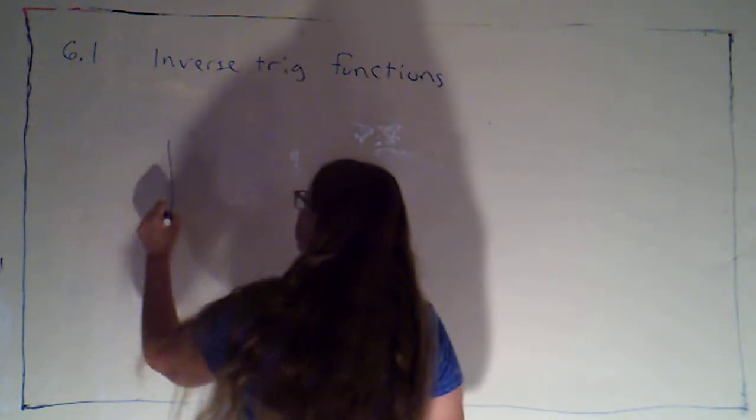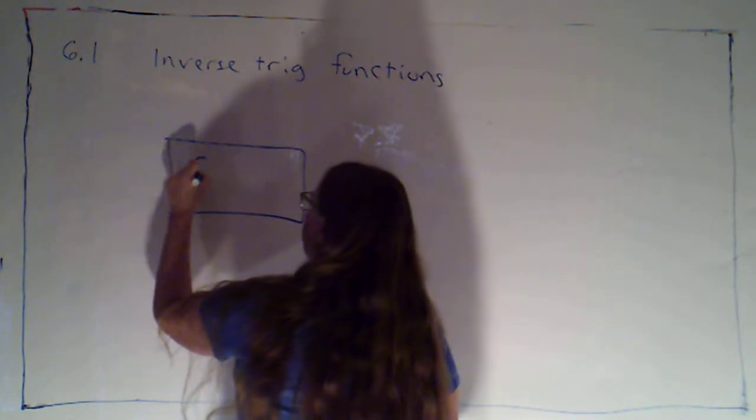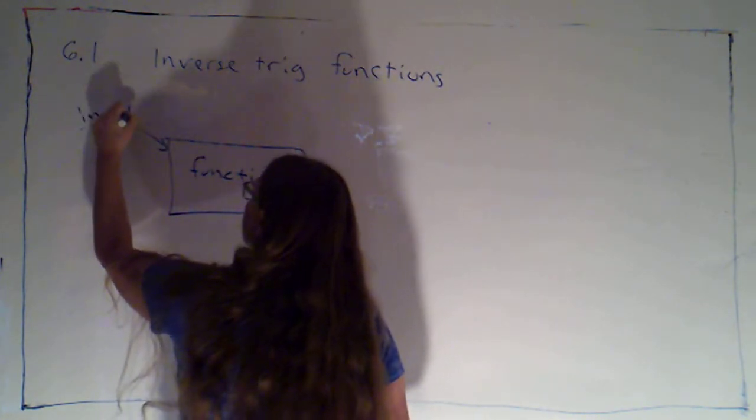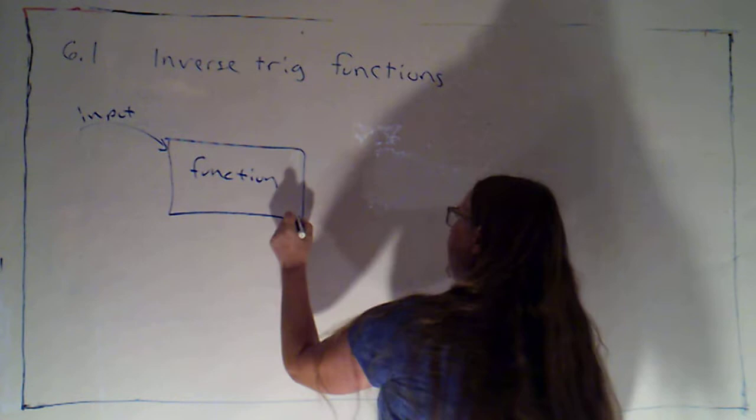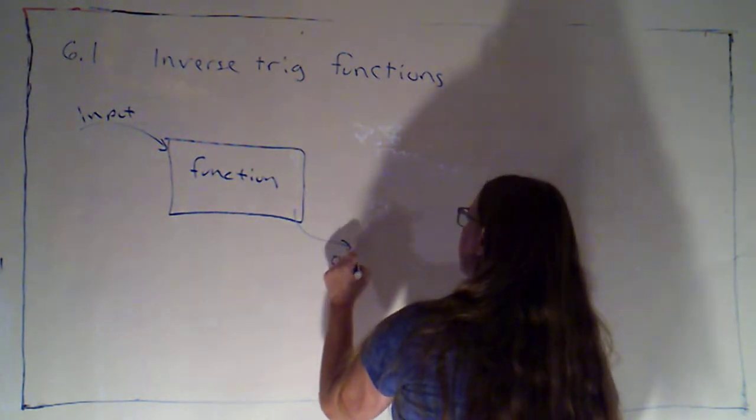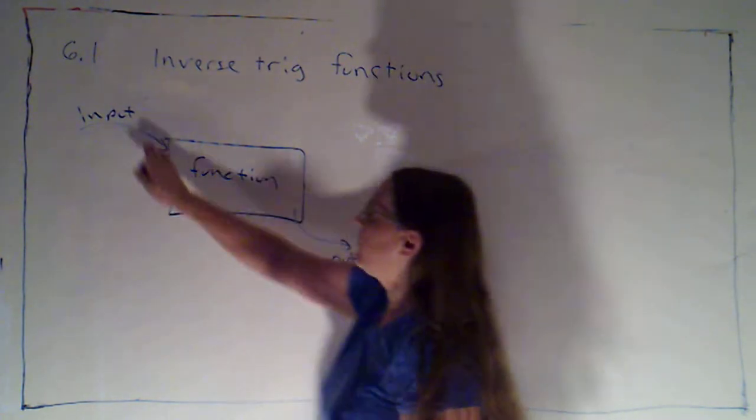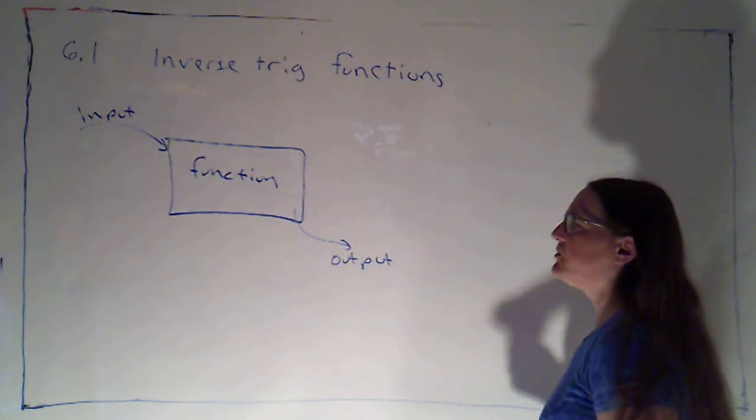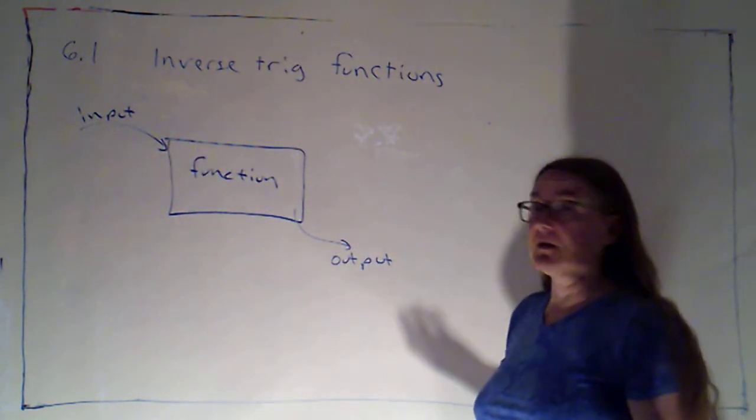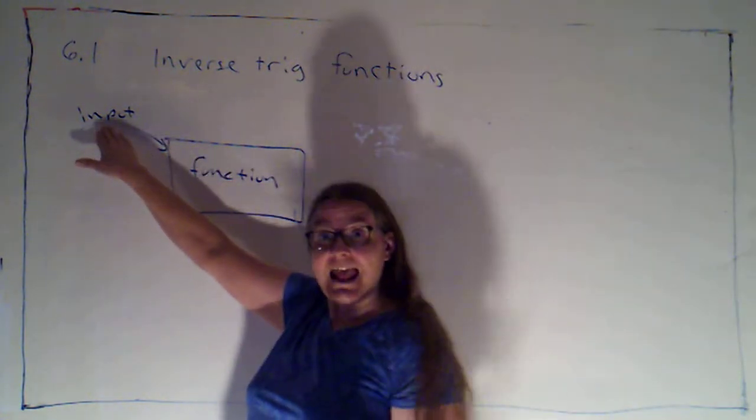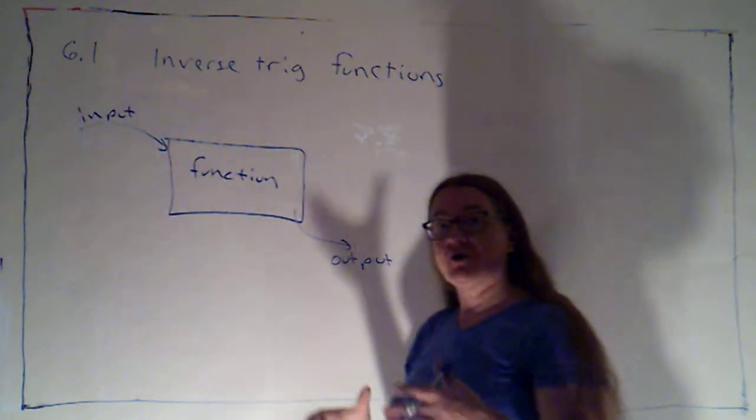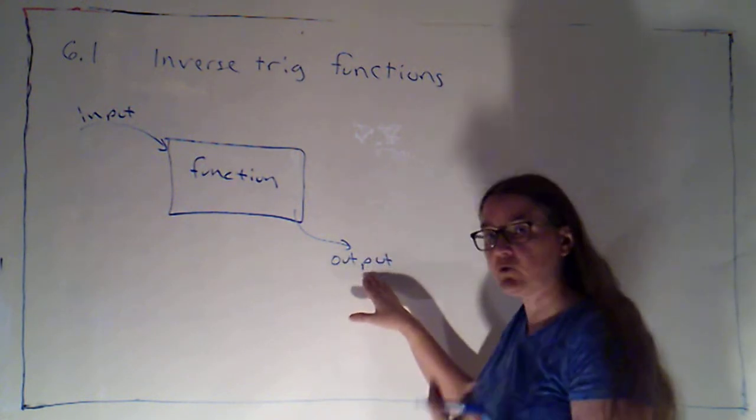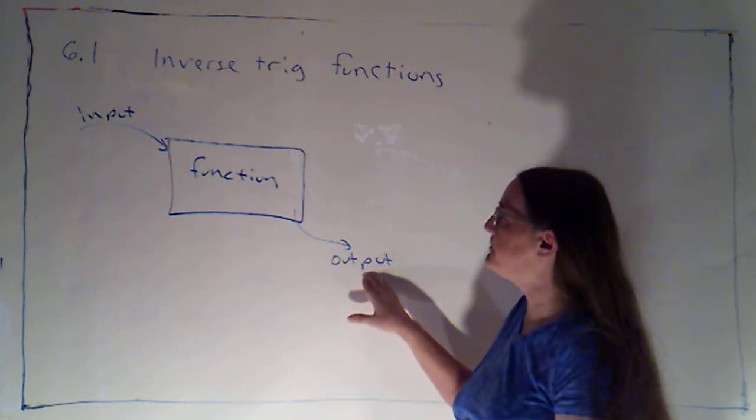So I can sort of think of a function as a machine, where a function takes an input, it does something to that, and it spits out an output. Usually we call the input our x value, and the output would be our y value. So the trig functions do this. Our input is an angle. Our trig functions calculate a ratio associated with the angle, and that's the output of those functions.